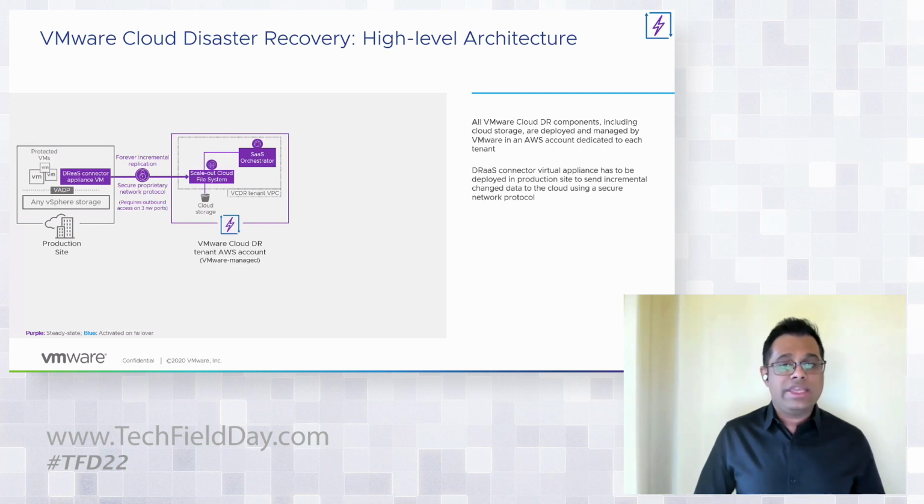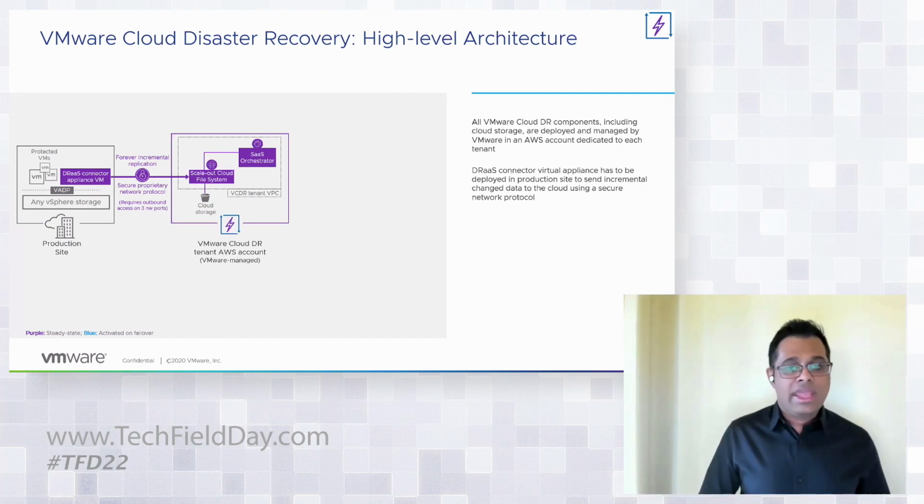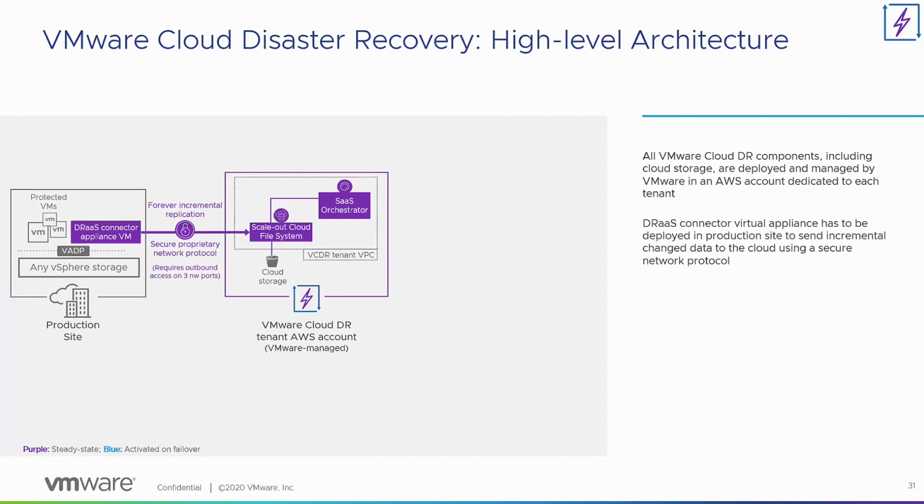Now, the connection to your protected site, your on-prem site, is via this connector appliance VM. The communication channel between the connector and the components in the cloud is a secure, proprietary network protocol, and forever incremental replication happens over that link. And in terms of network firewall rule configuration, you only need outbound access on 3 network ports from that VM out to the specific cloud components.